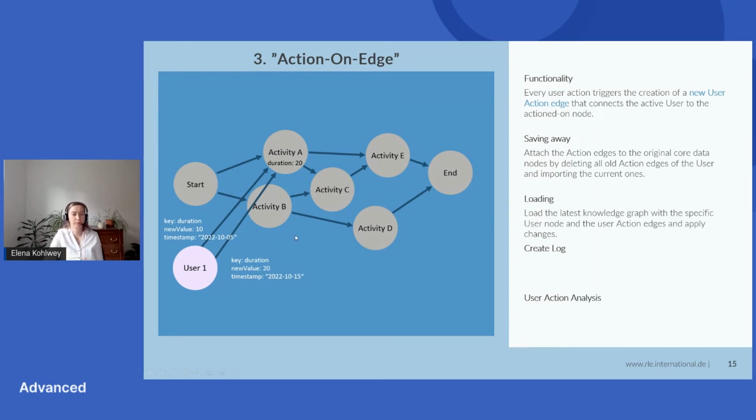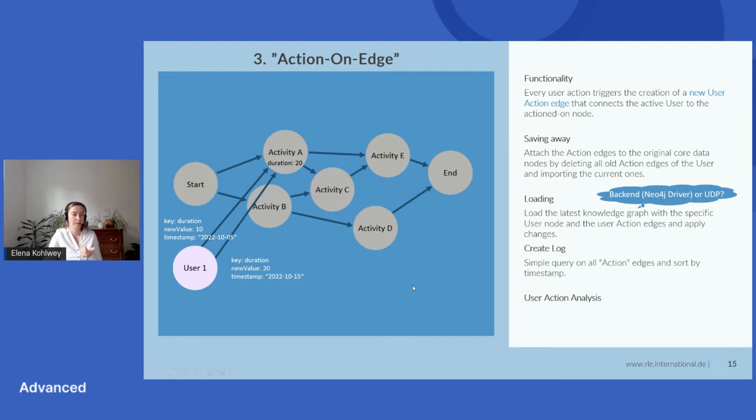But already this is also a bit of fiddling around. Now the loading is very similar. So again, you load the latest knowledge graph with the specific one user node and all the edges that belong to it, and you apply the changes that are on the edges onto the activities. Again, have a thought: would you do that from the Neo4j driver backend, or would you write a user-defined procedure for it?